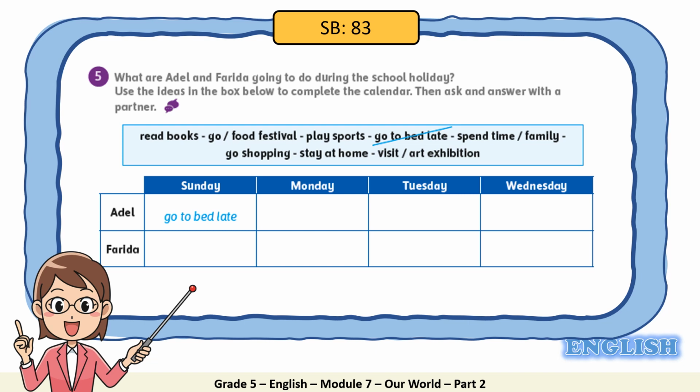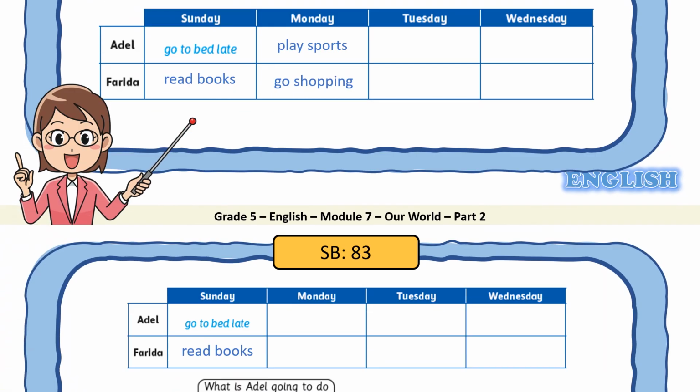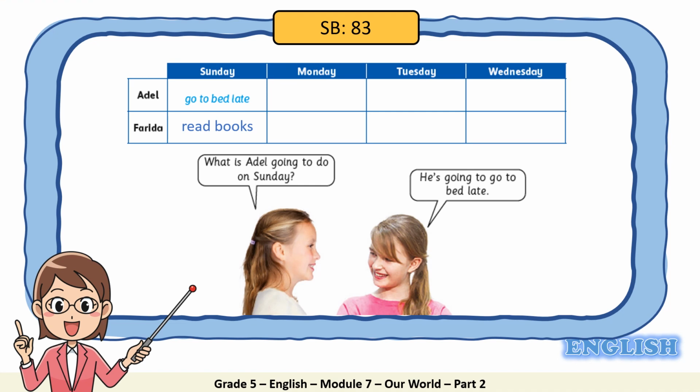In order to do so, first, you have to fill in the calendar with the activities in the blue box. There are no fixed answers here, so you can order the activities in any way you like. After you finish filling in the calendar, you will take turns to ask and answer your classmates about Adil and Farida's future plans. You will start by asking your classmate about Adil's plans and they will answer you, like this.